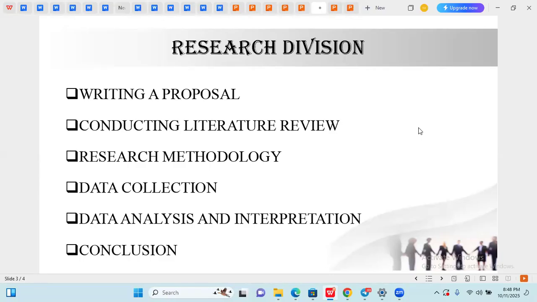All right. Next is data collection. Of course, we all know that: how you want to collect your data. Then data analysis and interpretation. Then conclusion.